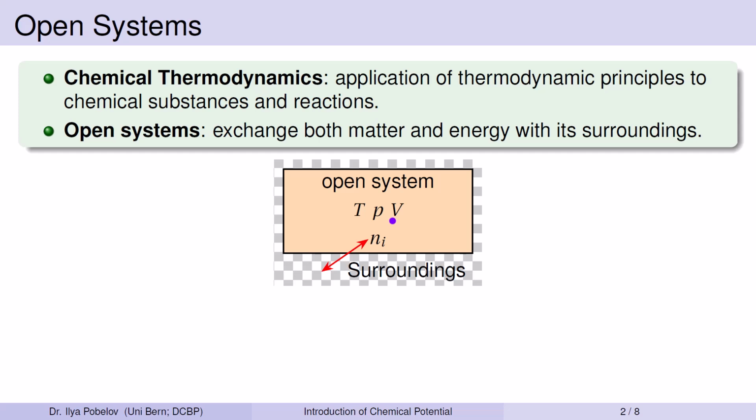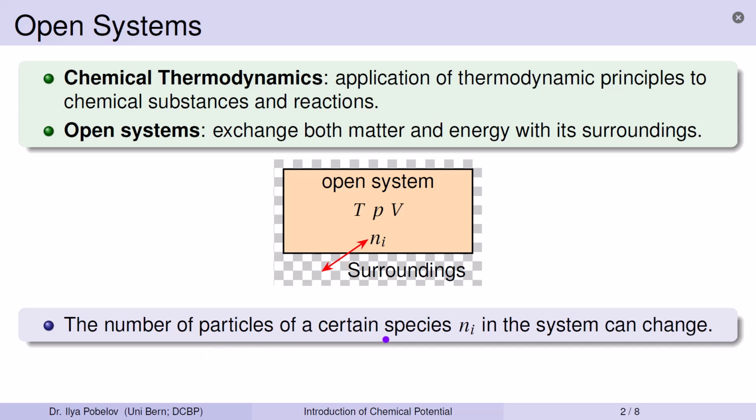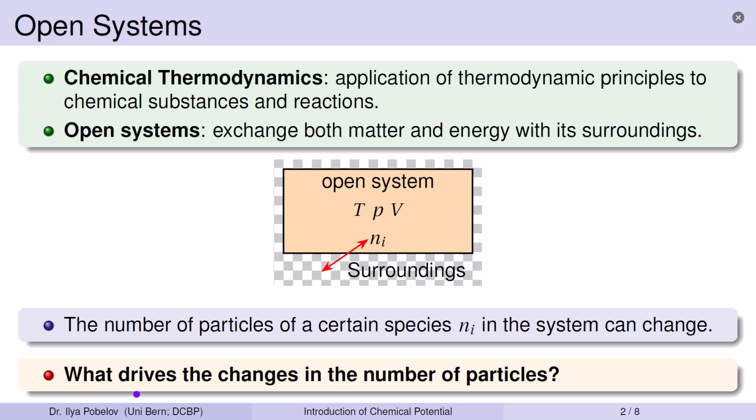Its state is defined by state functions describing the whole system, such as temperature, pressure, and volume. In addition, it is also characterized by the amount of substance of various species present in the system. We will denote these species with an index i. The number of particles of a certain species in the system can change. The question now is, what drives the changes in the number of particles?